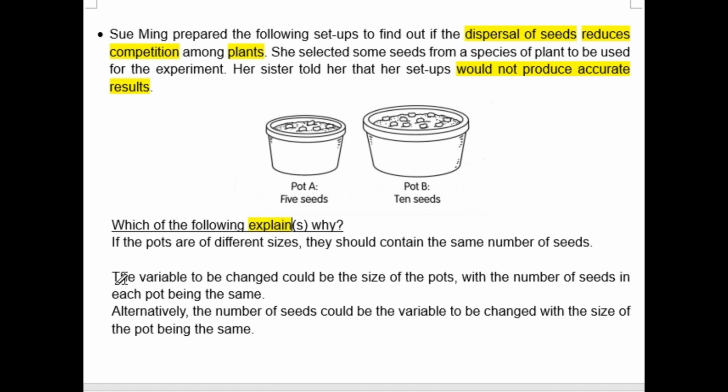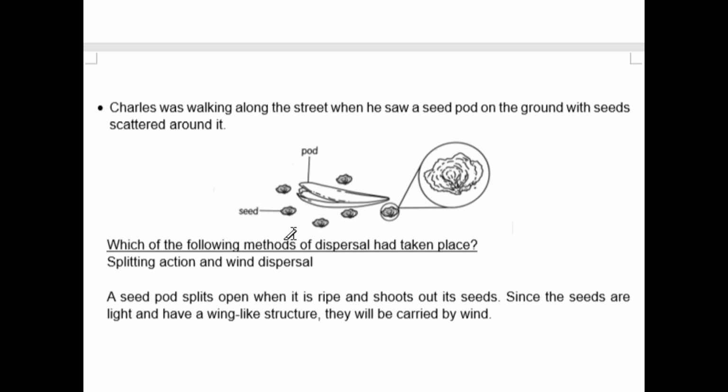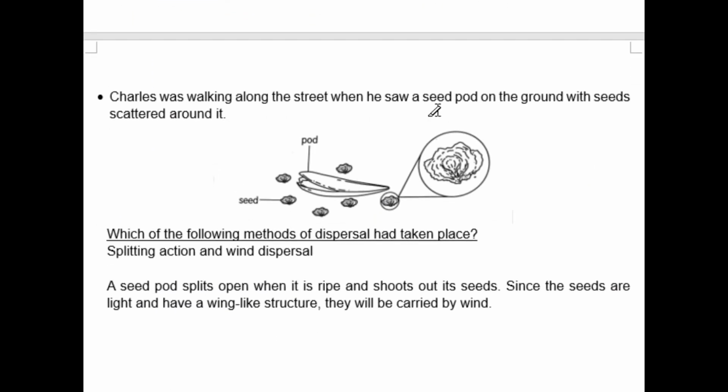Which of the following explains why? If the pots are of different sizes, they should contain the same number of seeds. The variable to be changed could be the size of the pots, with the number of seeds in each pot being the same. Alternatively, the number of seeds could be the variable to be changed with the size of the pot being the same.